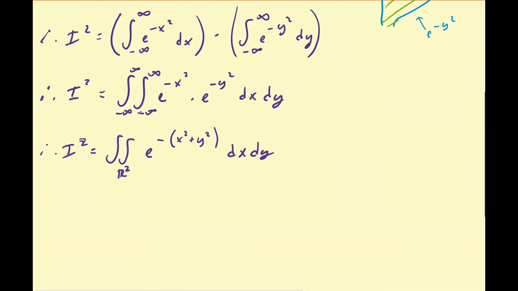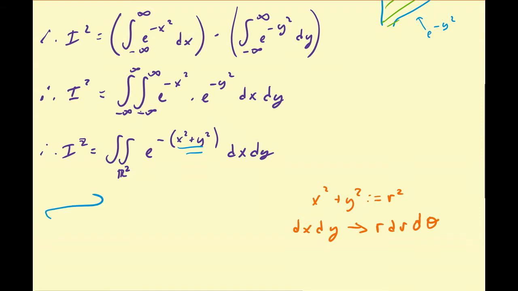Alright, so why would we want to do this? Well, you may observe that this x squared plus y squared is a familiar thing that you may have seen in trigonometry. So what we can do is we can let x squared plus y squared be equal to r squared. And I'm not going to prove it here, but you can verify it in some Calc 3 ways, that dx dy will be equal to r dr d theta.